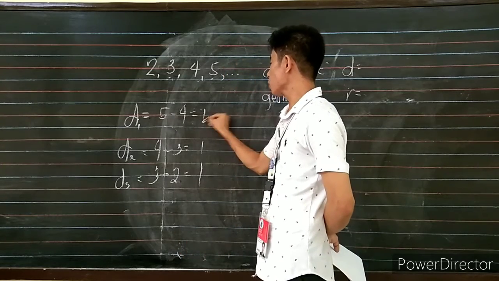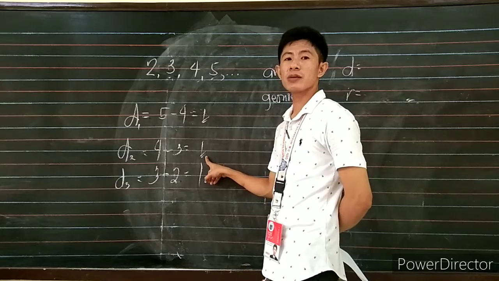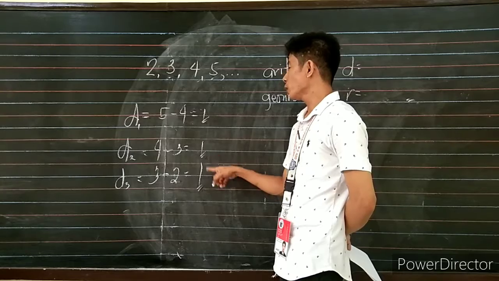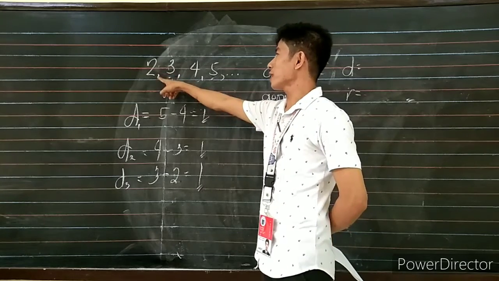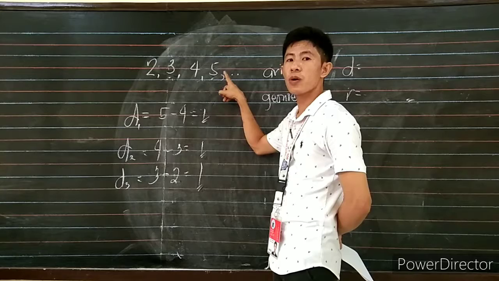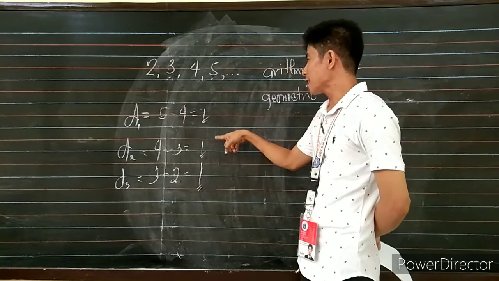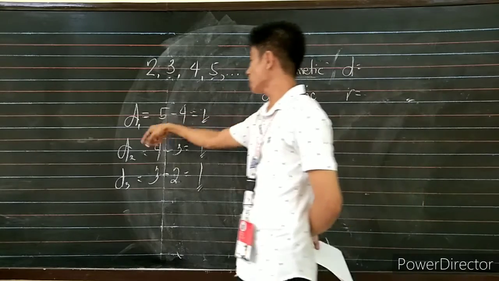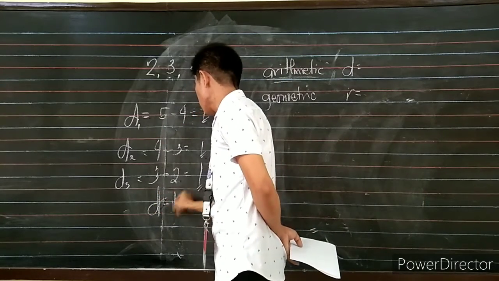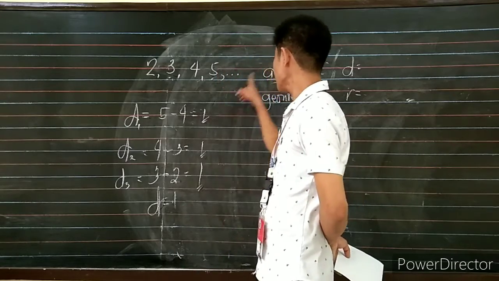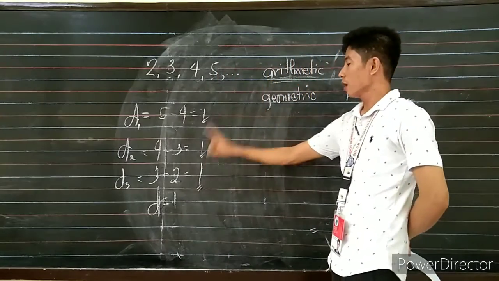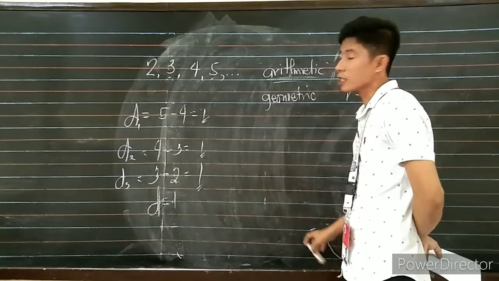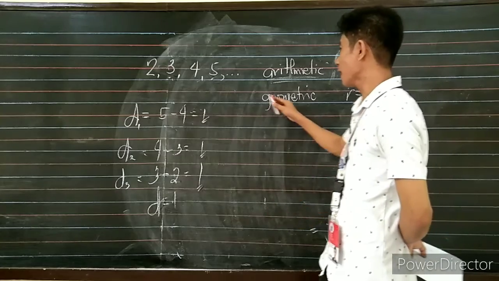The first difference is 1. The second difference is 1, and the third difference is also 1. Therefore, we can say that the sequence 2, 3, 4, 5, and so on is an example of an arithmetic sequence with the common difference D equal to 1. Okay, let's proceed with our second example.